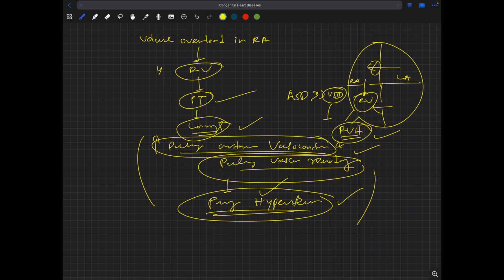If the right ventricle undergoes hypertrophy, there will be increased pressure inside the right ventricle. This will also lead to increased pressure inside the right atrium. If the pressure inside the right atrium increases, it will lead to reversal of flow. Now the pressure of the right atrium is more than the left atrium. So there will be reversal of flow: first the flow was left to right, now the flow will be right to left. This whole phenomenon is called Eisenmenger syndrome.